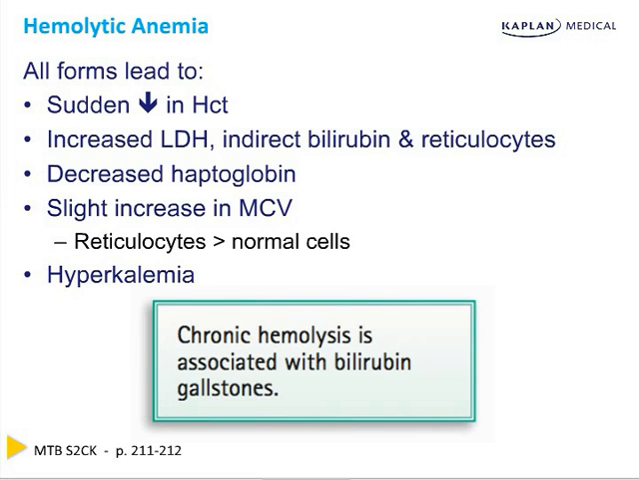Chronic hemolysis with chronic indirect bilirubin increase, with chronic saturation of indirect bilirubin, can cause bilirubin gallstones. You should expect to see that in sickle cell. Chronic hemolysis, you should expect to see that in spherocytosis.